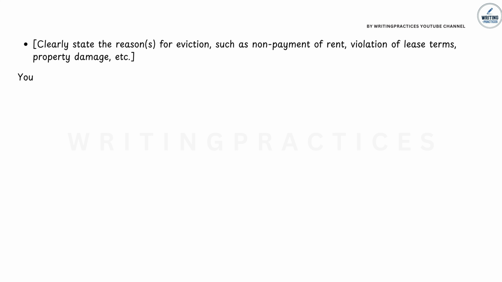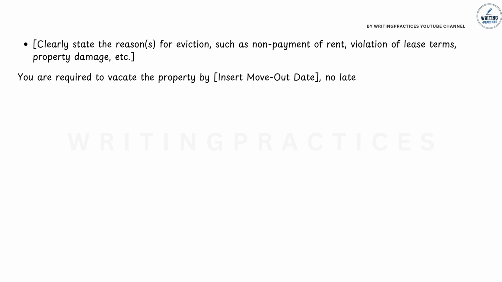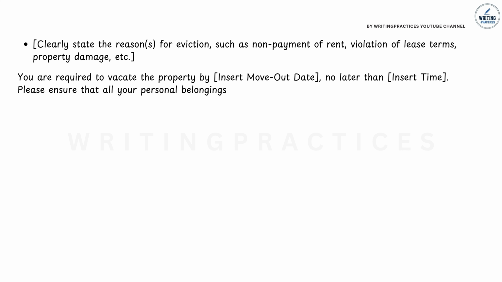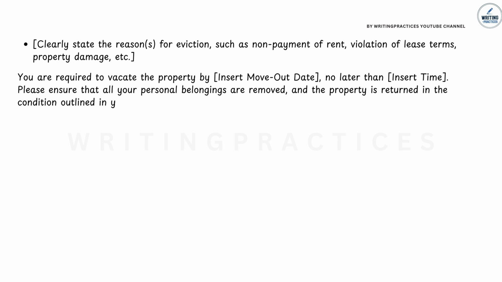Step 8. Set the move-out date. In this step, you'll need to give the tenant a clear deadline for when they need to leave. It's best to be very specific with the date and time. You might write something like, "You are required to vacate the property by [insert move-out date], no later than [insert time]." Giving a clear time helps avoid confusion and ensures that there's no argument over when they were supposed to leave. This part of the letter should be crystal clear so both parties understand when the tenant must be out of the property.